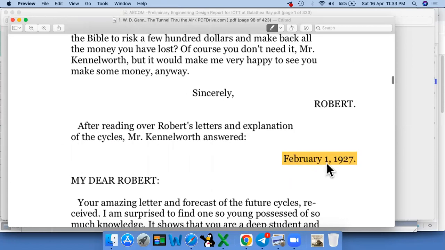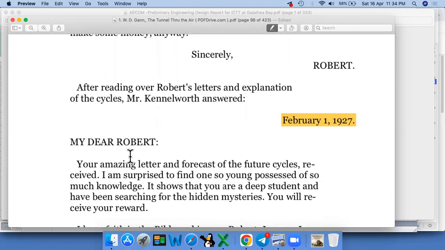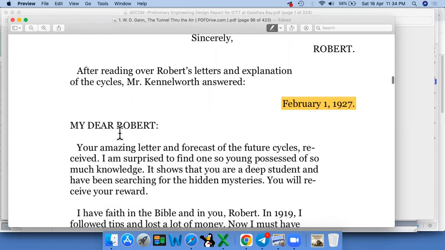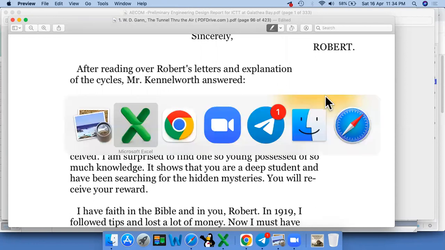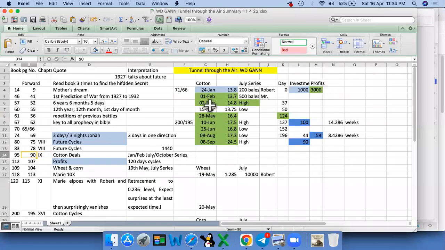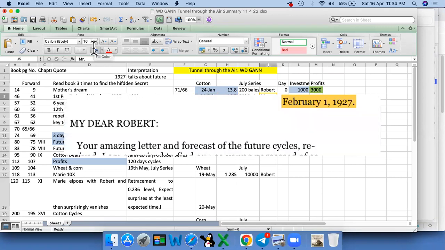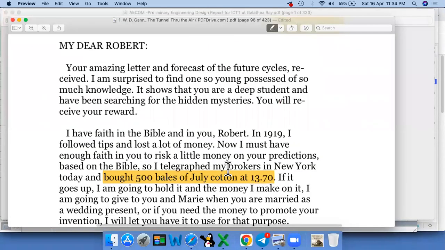So this was somewhere around February 1st, where Mr. Kellenworth has replied to Robert. He's telling, dear Mr. Robert, I have bought 500 bales of July cotton at 13.7 as I telegraphed my broker in New York today. So today is 1st February. So let's see what happens on 1st of February. 500 bales have been bought by Mr. Kellenworth, right? So his capital is different, but irrespective of that, let's try to get into the details now, one by one.